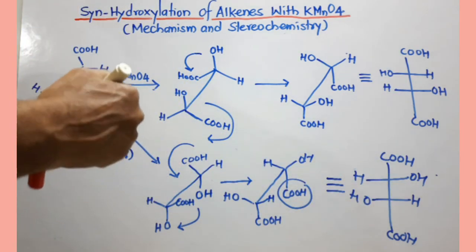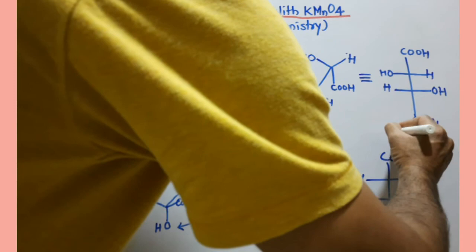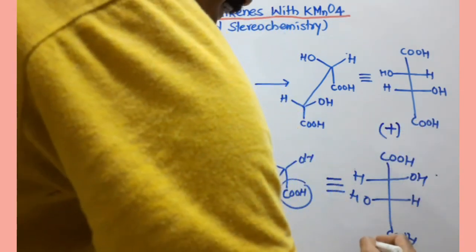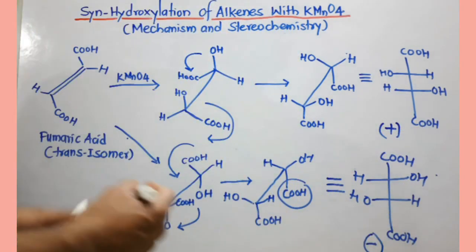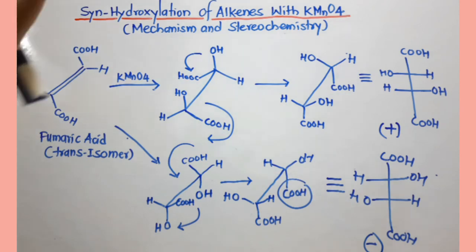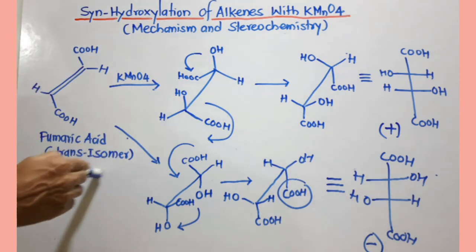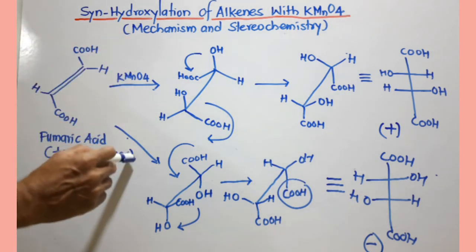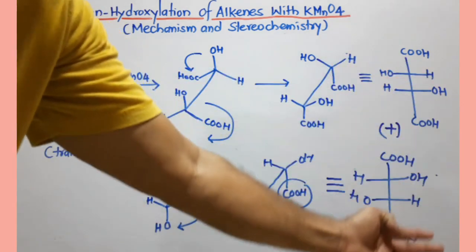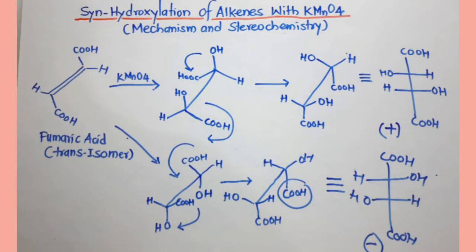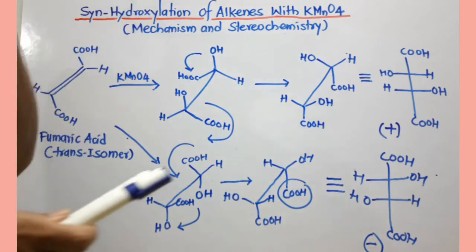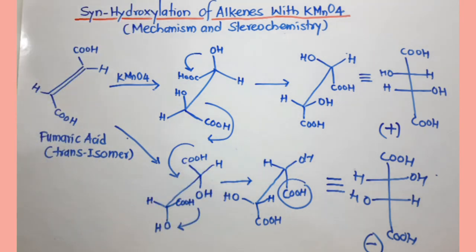So there is a 50% chance to get either the positive or the negative, 50% each. So enantiomers are formed. You have to remember only one thing. If you consider hydroxylation of a trans alkene, we always get enantiomers, and if you consider a cis alkene for the hydroxylation, we get a meso compound. This is the summary of this reaction. Thank you.